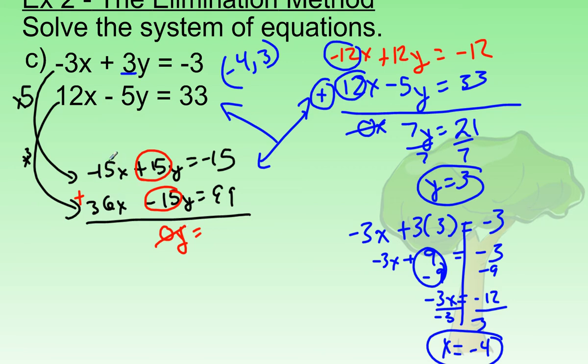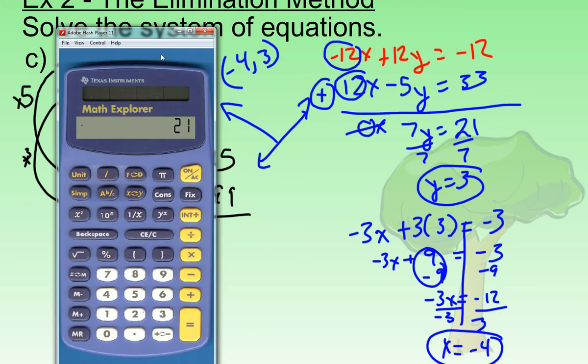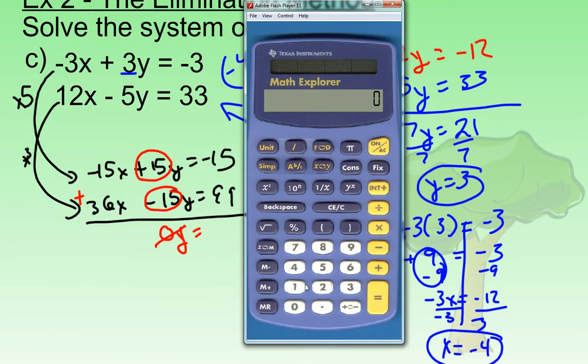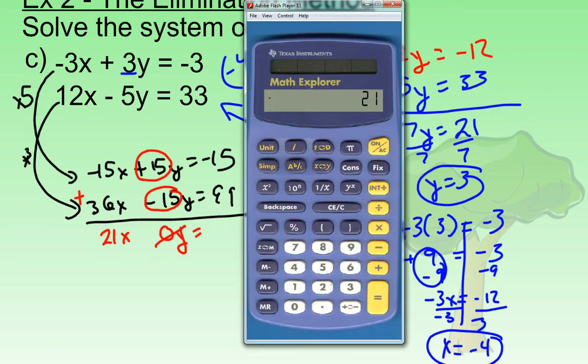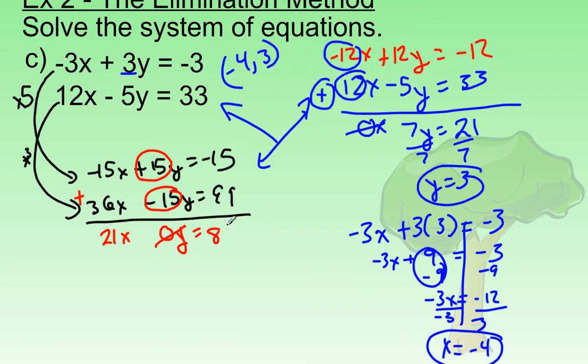If I take a negative 15 plus a 36, I'm going to get, let's see, negative 15 plus 36 equals 21x, and a negative 15 plus a 99 equals 84. As I'm looking at this, this is going to give me an answer of divide by 21, divide by 21, x equals 4, which makes me think, what did I do wrong here?